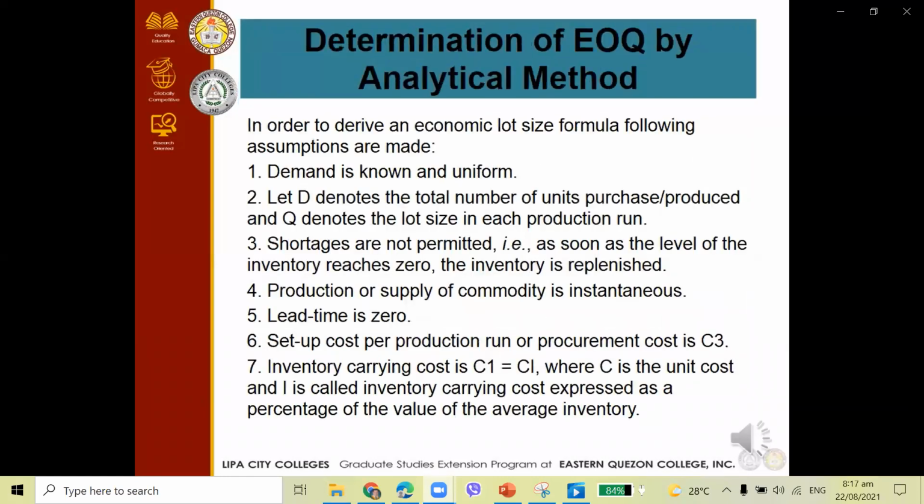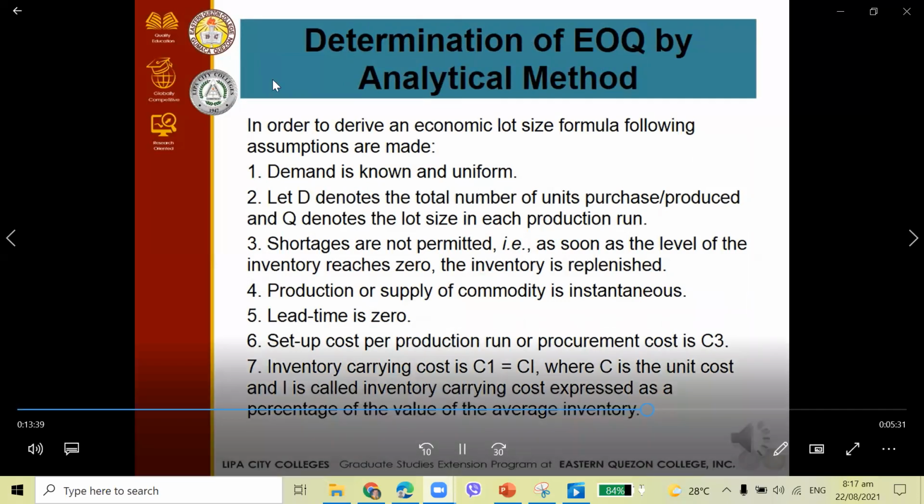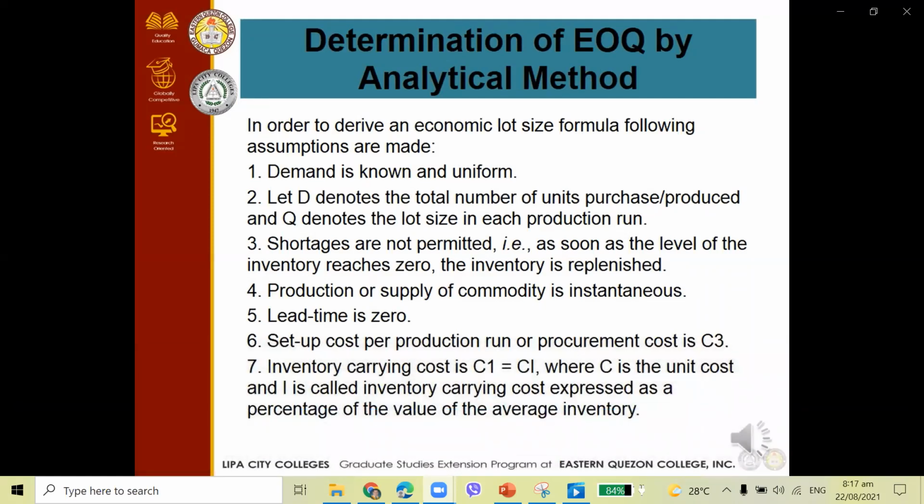So, in determination of EOQ by analytical method, we have the following assumptions. One, demand is known and uniform. Two, let D denote the total number of units purchased or produced, and Q denote the lot size in each production run. Three, shortages are not permitted, for example, as soon as the level of the inventory reaches 0, the inventory is replenished. Four, production or supply of commodity is instantaneous. Five, lead time is 0.